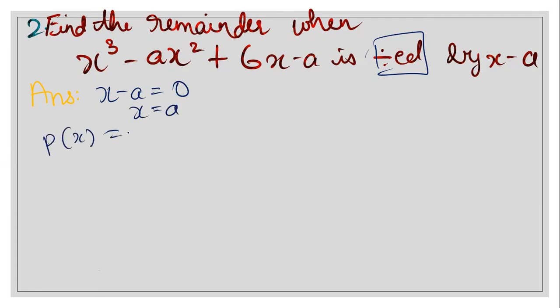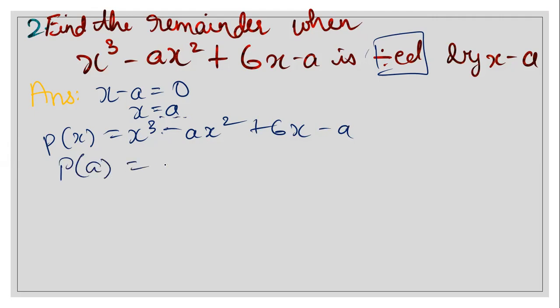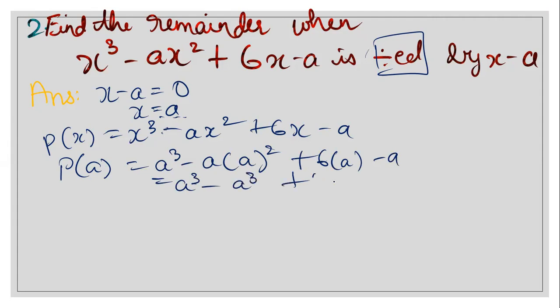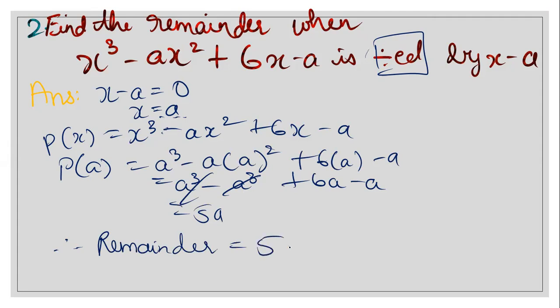P of x is equal to x cube minus ax square plus 6x minus a. Okay, because this is the standard form of a polynomial. Now we know our x value is equal to a. Put the value of a here, you will get a cube minus a into a square plus 6 into a minus a. So this will be a cube minus a cube plus 6a minus a. Okay, these two will get cancelled. 6a minus a will give you 5a. So therefore, remainder is equal to 5a.